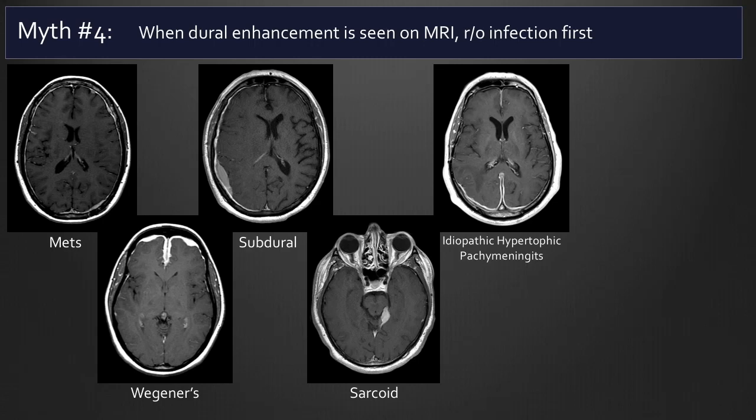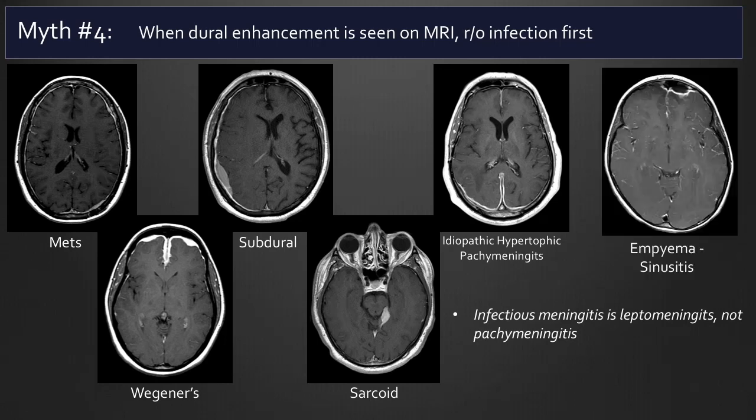So there are a number of things that can cause dural enhancement, things like metastases, what was formerly known as Wegener's granulomatosis. I think Wegener was a Nazi, so we're not supposed to use his name anymore. Subdural hemorrhages, prior surgery, sarcoidosis, and idiopathic hypertrophic pachymeningitis. None of these entities cause diffuse, smooth dural enhancement. Infectious meningitis is typically leptomeningitis, not pachymeningitis. So if you have pachymeningitis, it is not that sort of stiff neck infectious meningitis that people tend to get.